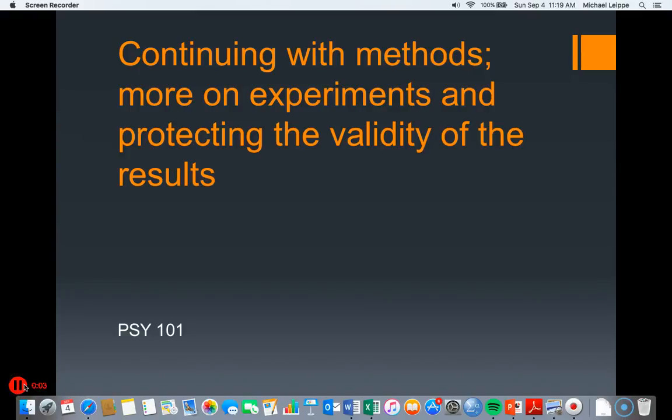Okay, I wanted to continue on with the remainder of the lecture that I began last Thursday, talking more about research methods in psychology. This is an important section because I want to talk a little bit more about how we can do more things with experiments and also some of the considerations that need to be made when we do an experiment. So let's proceed on with this.